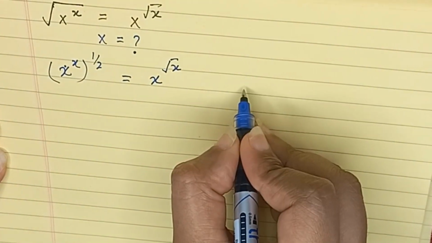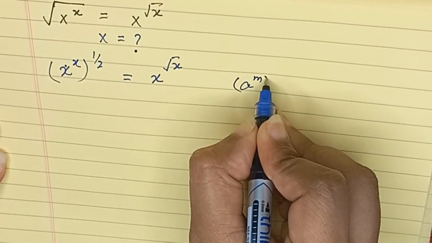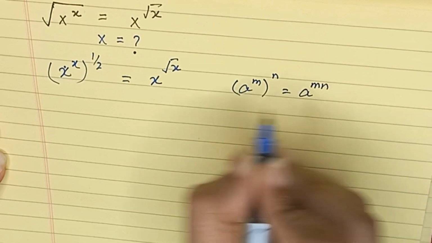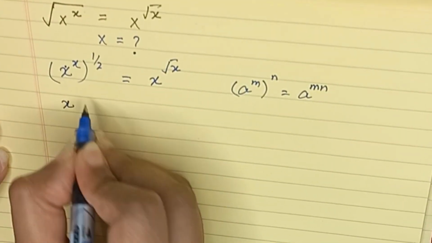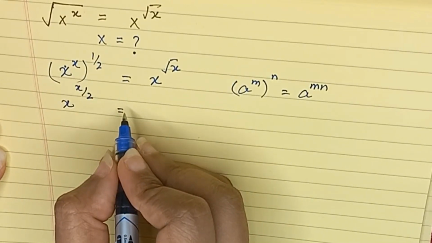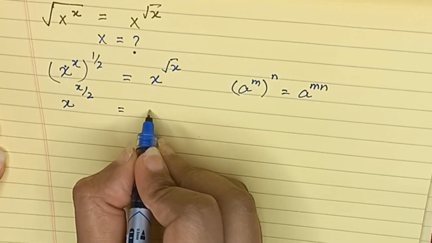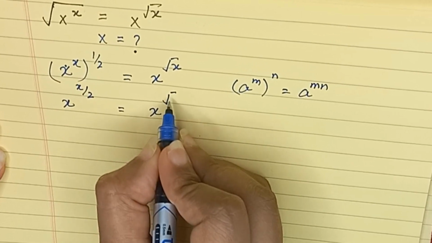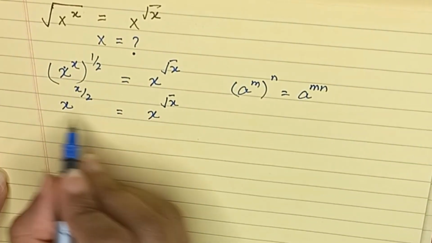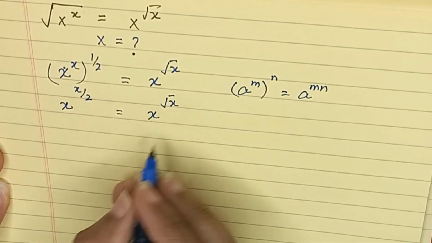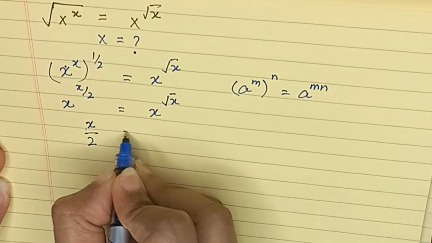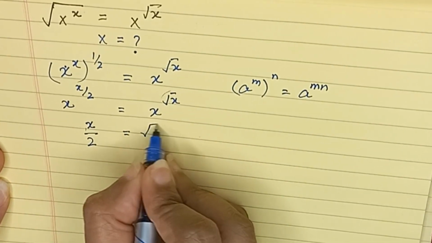So as we know that a raised to the power m whole power n is equal to a raised to the power mn, it will become x raised to the power x divided by 2, which is equal to x raised to the power square root of x. Now we can see that here bases are same, so we will compare its powers. So it will become x divided by 2 is equal to square root of x.